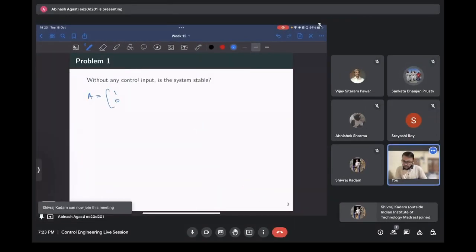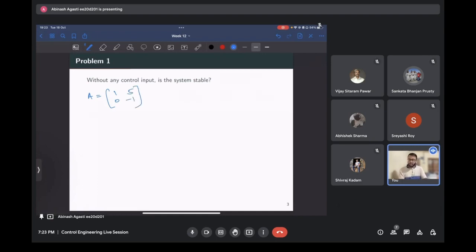So then we have 1 0 5 minus 1, right? So without any control input, that is u is 0, the system will just be x dot equal to ax. So tell me whether this system is stable. How do we know whether a given linear system is stable or not? Whether a given autonomous linear system is stable or not.